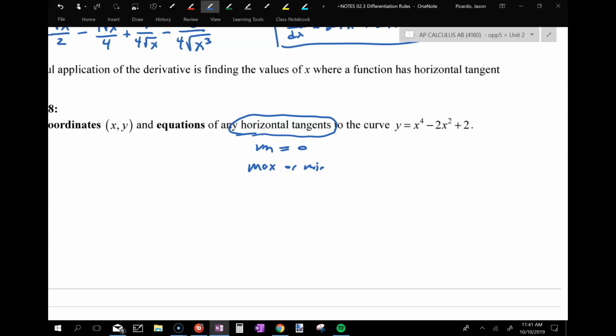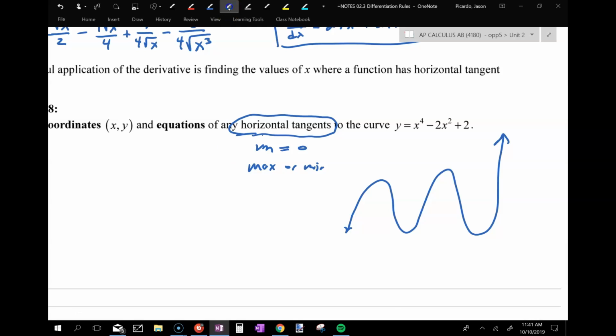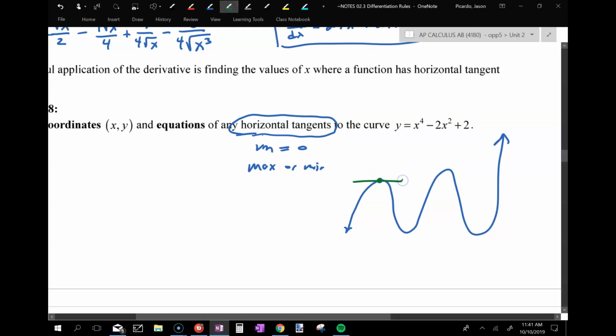Yatin, I want to make sure you got this. I'm saying that if I have this function, I would have a horizontal tangent here, right? I would have a horizontal tangent here. I would have a horizontal tangent here. I would have another one over there, right there. And again, just to make sure we know why.